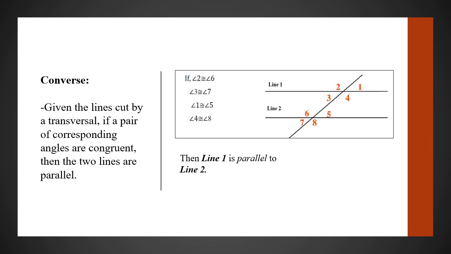Converse. Given two lines cut by a transversal, if a pair of corresponding angles are congruent, then the two lines are parallel. So then line 1 is parallel to line 2, if angle 2 is congruent to angle 6, angle 3 is congruent to angle 7, angle 1 is congruent to angle 5, and angle 4 is congruent to angle 8.